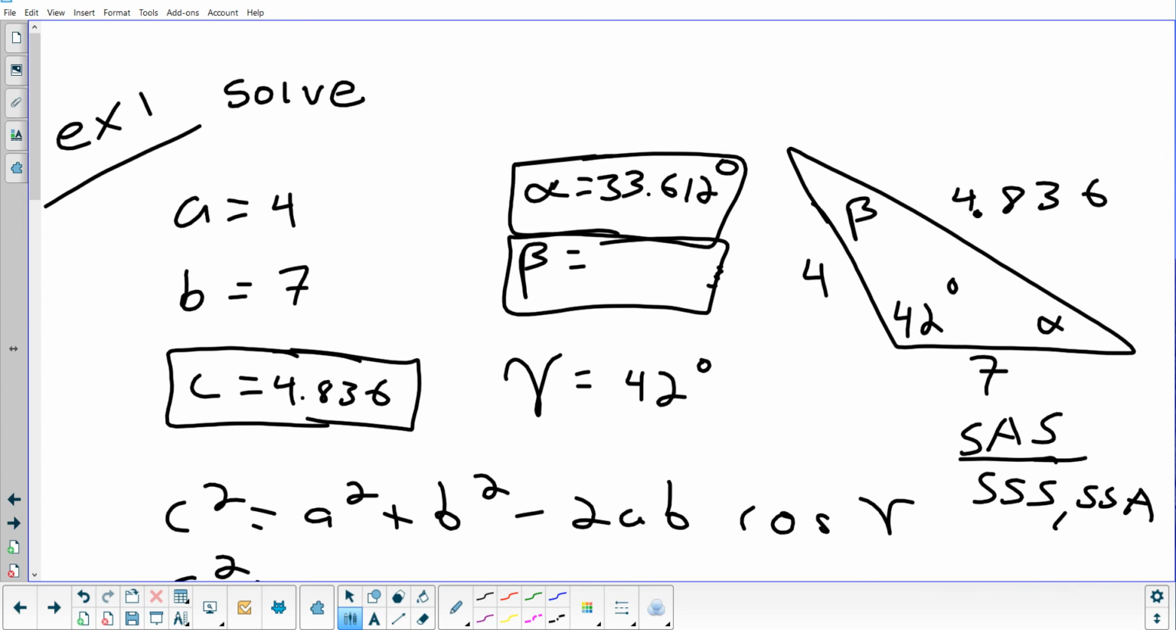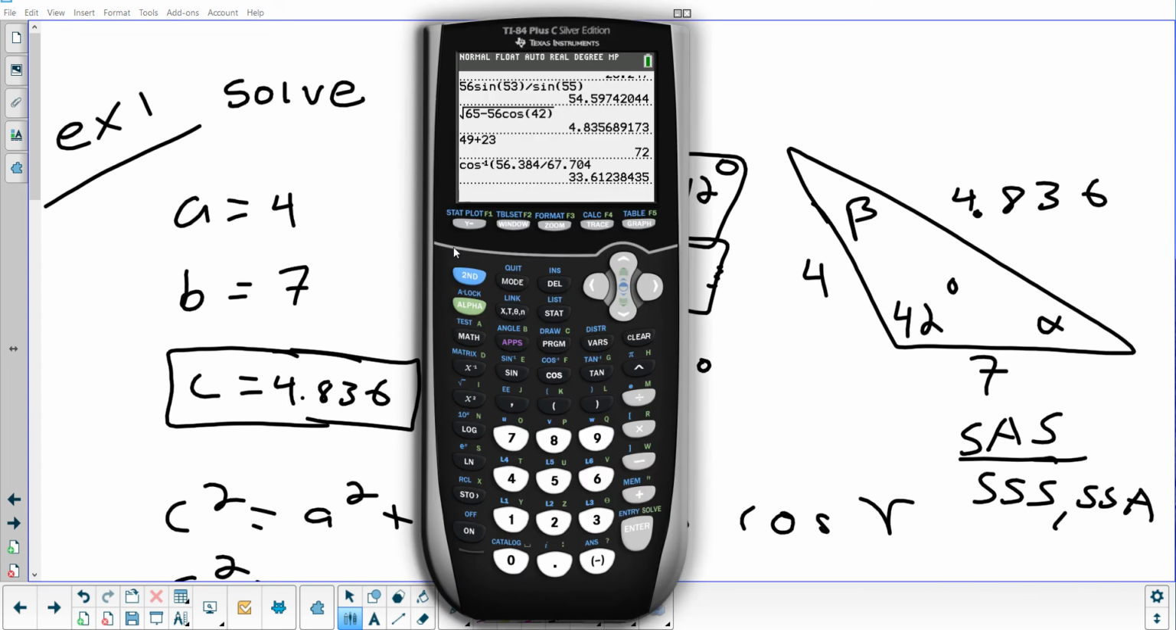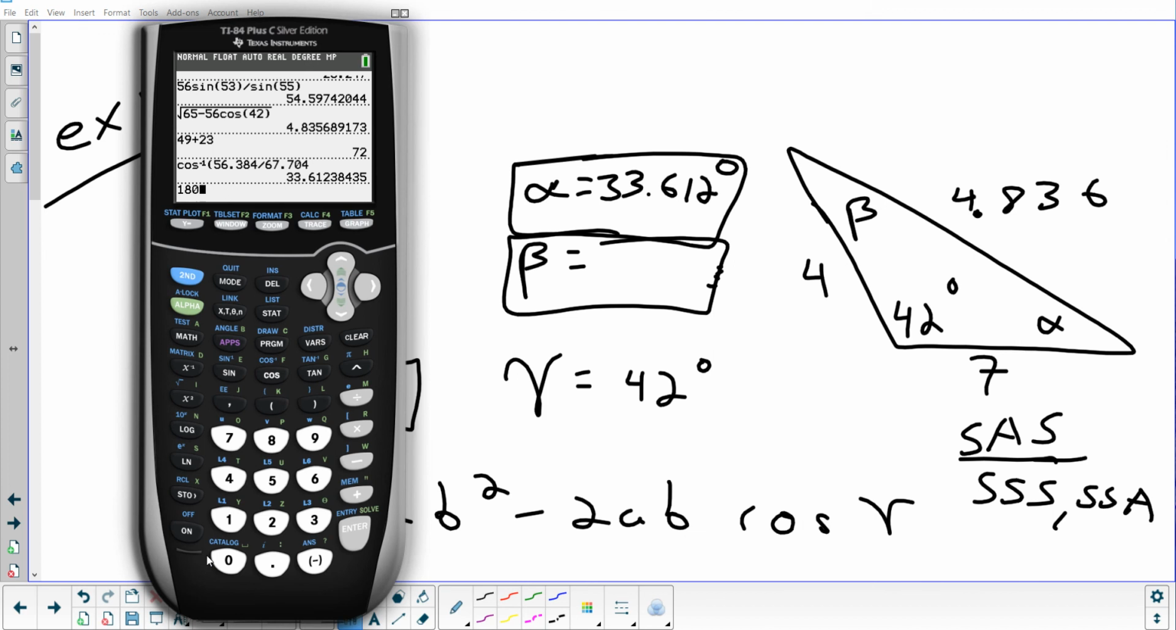Now, we've got 2 out of 3 of the angles. So what could I do pretty easily now to get beta? Add the angles together and then subtract from 180. Yeah, just add everything up and subtract from 180. So let's do 180 minus 33.612. And let's minus the 42. It's 146.388 minus 42. There we go. 104.388.